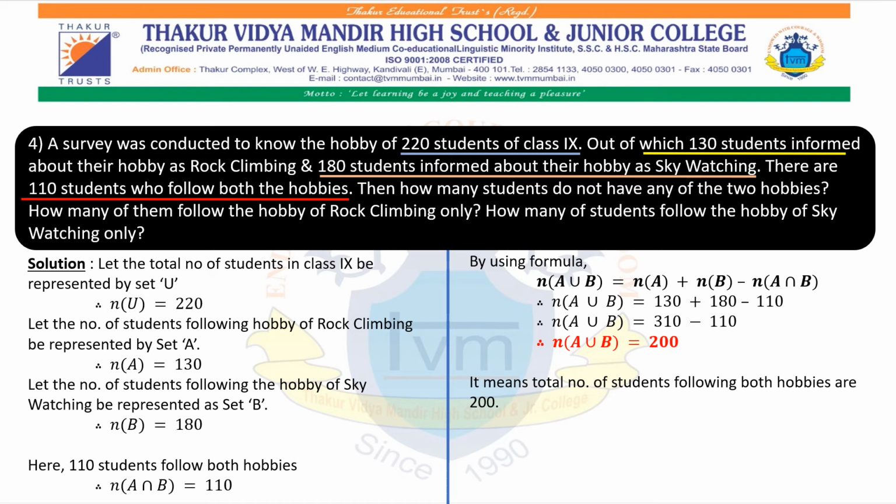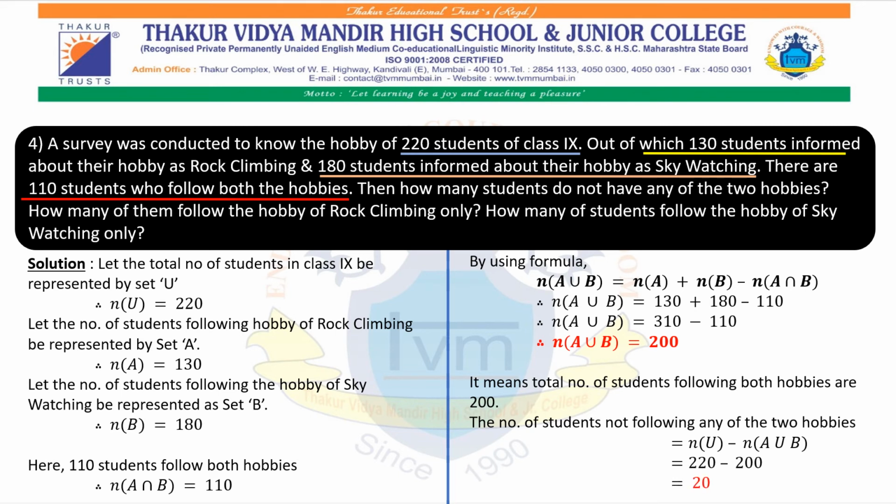But here they had asked us to find out the total number of students who do not follow any of the two hobbies. Therefore, we will write the number of students not following any of the two hobbies equals n of universal minus n of A union B. What was our n of universal? 220. Therefore, we will write 220 minus 200, which will give us 20. Means there are 20 students who don't follow any of the given two hobbies.